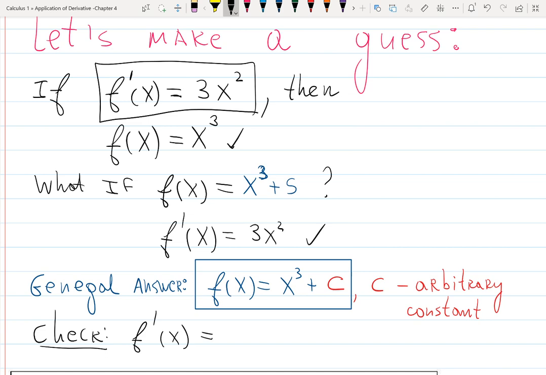That is differentiating x cubed plus c. That is 3x squared plus 0, which is 3x squared, because the derivative of c, since c is an arbitrary constant, is 0. So we have to keep in mind this idea that even though the derivative is a unique answer, this is the idea I want to point out.